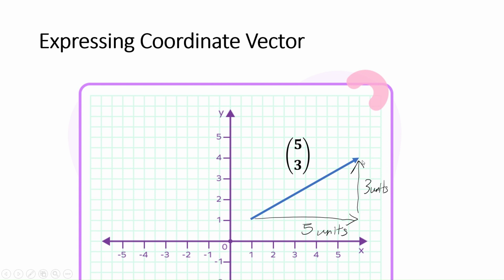So what is this point? This point is now 6, 4. If you take 1, 1 plus 5, 3, you get 6, 4. So this is your end point. This vector, we call it a coordinate vector, and this is how you write your coordinate vector, 5, 3.